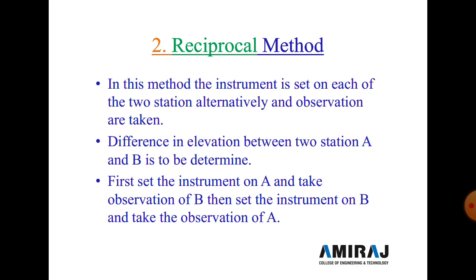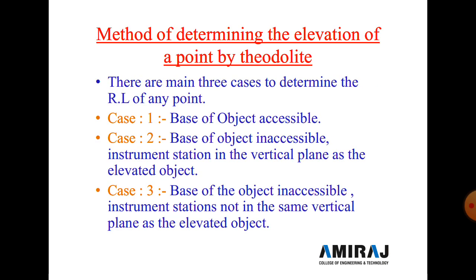And the second method is the reciprocal method. In this method, the instrument is set on each of the two stations alternately, and observations are taken. Here the difference in elevation between the two stations A and B is to be determined. First the instrument is set at point A and an observation of B is taken, and then the instrument is shifted and set up at point B, and then the observation is done at point A. So this method is the reciprocal method.